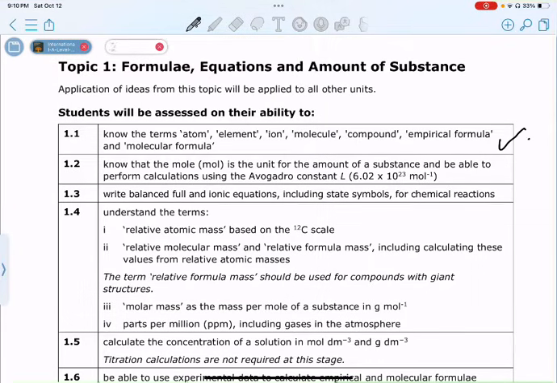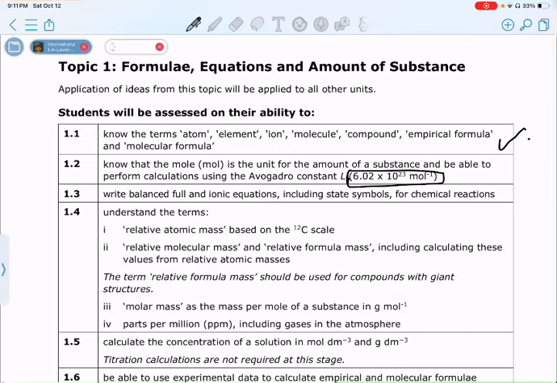Next one. Know that the mole is the unit for the amount of substance and be able to perform calculations using Avogadro's constant. Avogadro's constant is this number. You should know this, but it is in the formula booklet for your exams. But in tests and everything, you should know this number. 6.02 times 10 to the power 23 per mole is Avogadro's constant. Now, we use the moles in determining certain things.